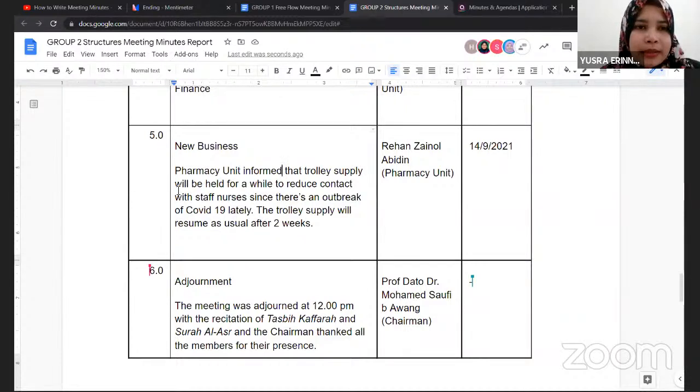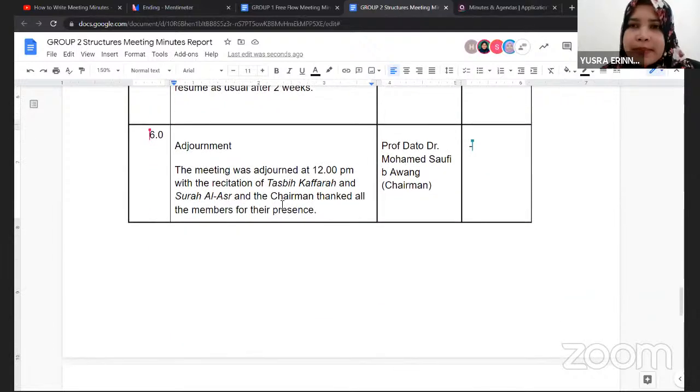Trolley supply will be held for a while to reduce contact with staff nurse since there's an outbreak of COVID-19 lately. I'm not saying that this is wrong. The trolley supply will resume as usual after 2 weeks. Okay, no problem. Informed that trolley supply will be held. Very good. The last one, adjournment.